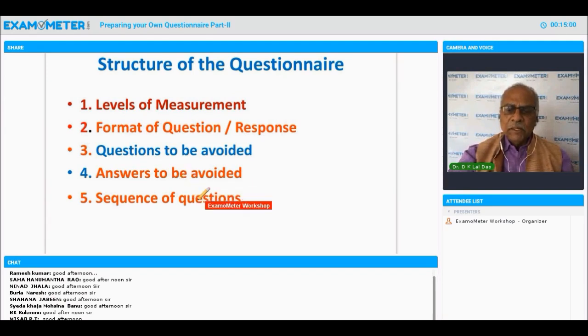Then also, you have to keep in mind the sequence of questions. How you start your questionnaire, the second part, third part, like that.